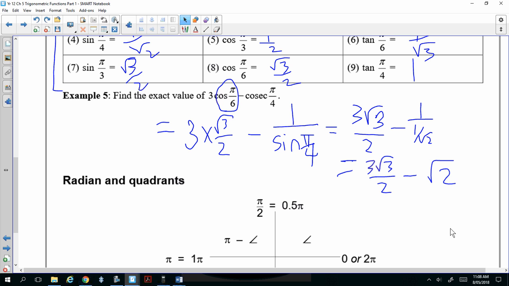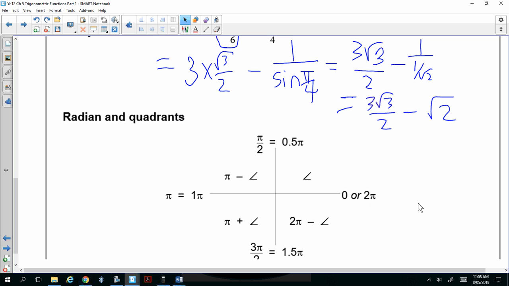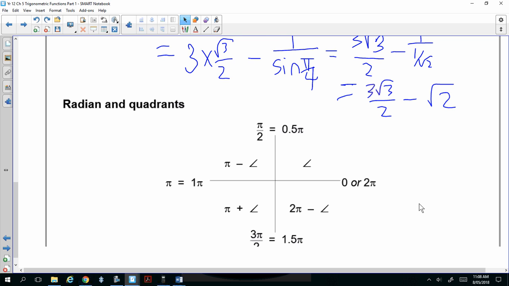All right, after we finish, let's look at this diagram. This is a very important diagram. Normally you're accustomed to doing 0 degrees, 90 degrees, 180 degrees, 270 degrees to work out which quadrant your answer is in. Now we need to be able to work out from radians without converting back to degrees, because that would take you a long time.